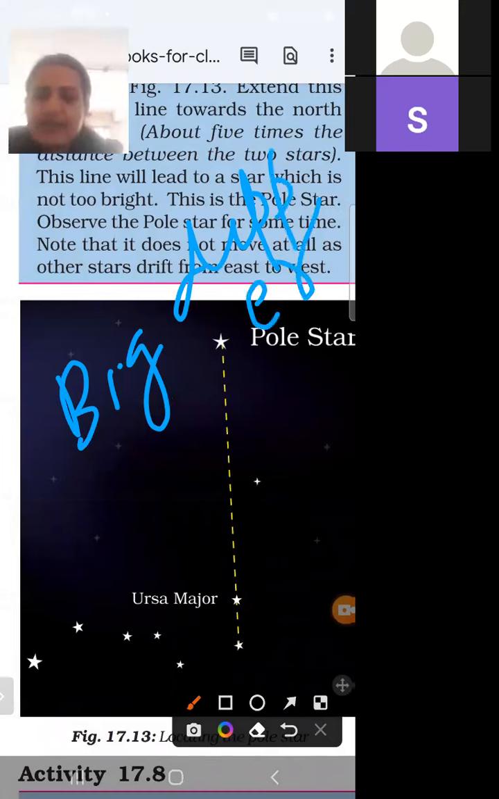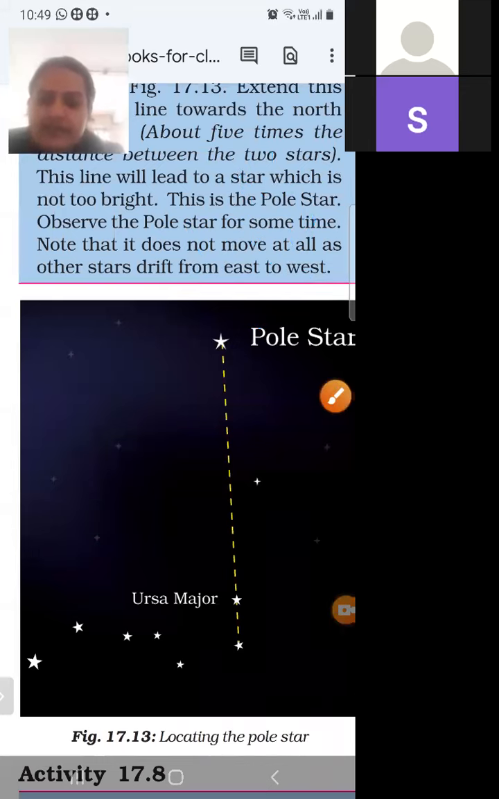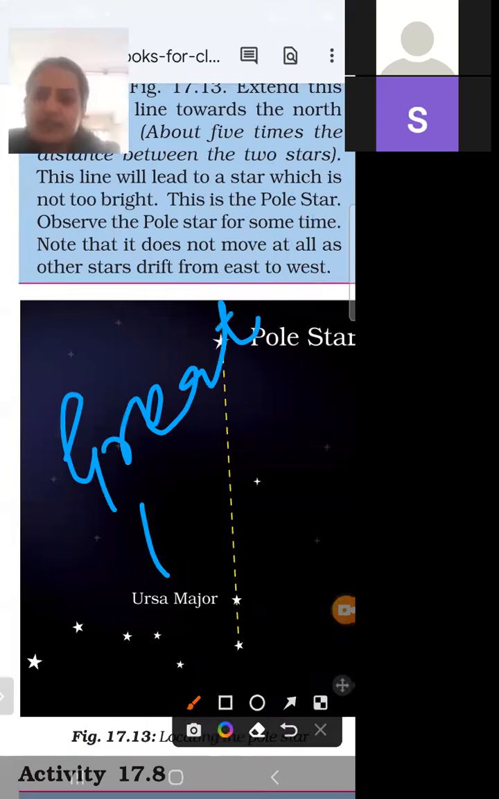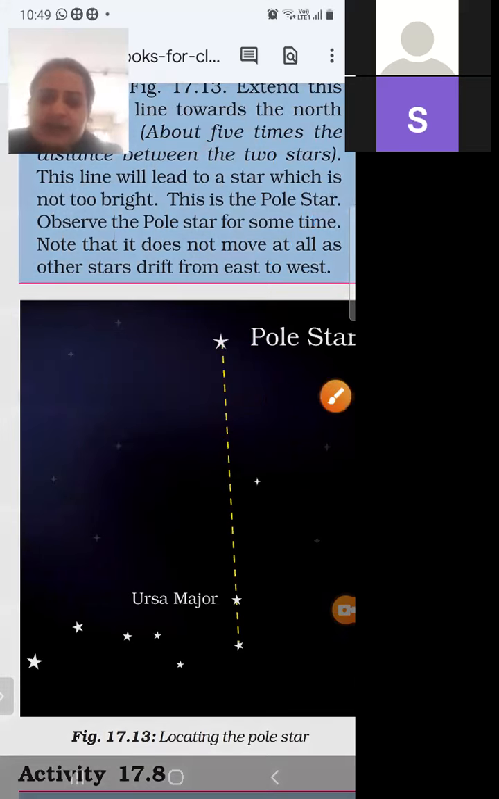It is also called Saptrishi. And next, it is also called Great Bear.